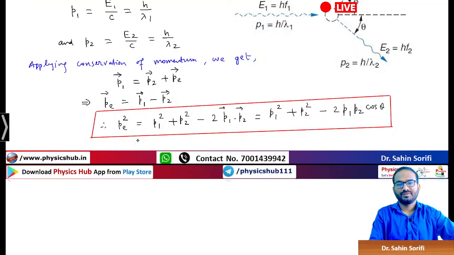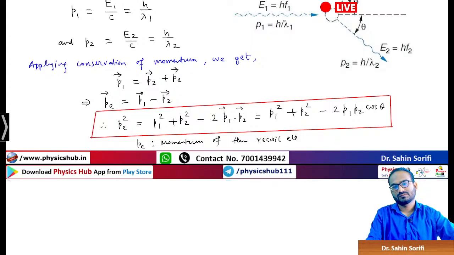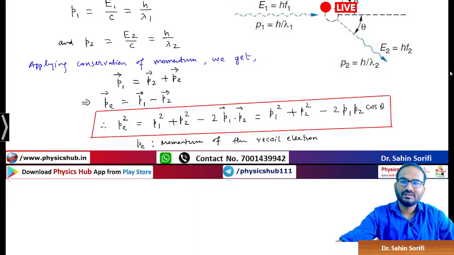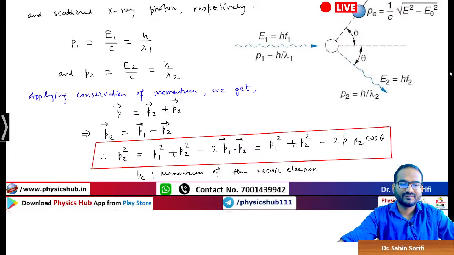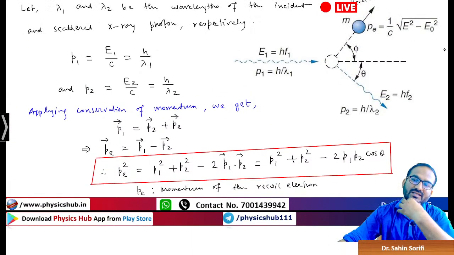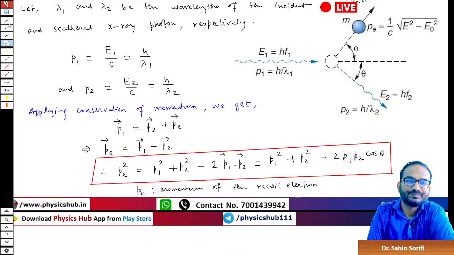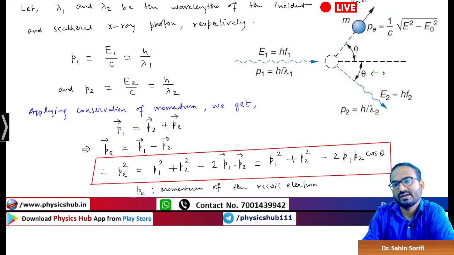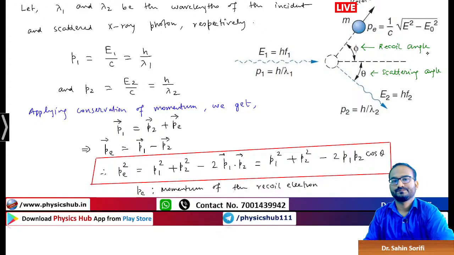Pe is the momentum of the recoil electron. Other things need to be specified: what is theta and what is phi. Theta is termed the scattering angle, or angle of scattering, and phi is the recoil angle, as it is showing the recoil electron.